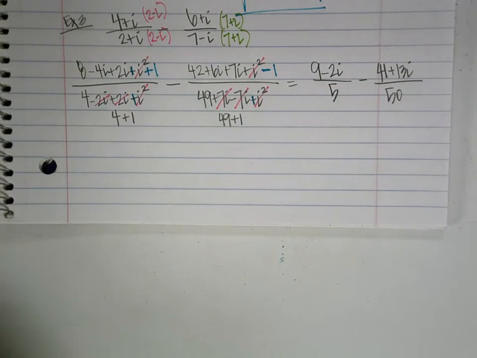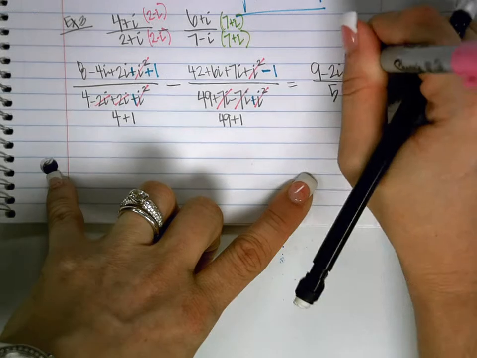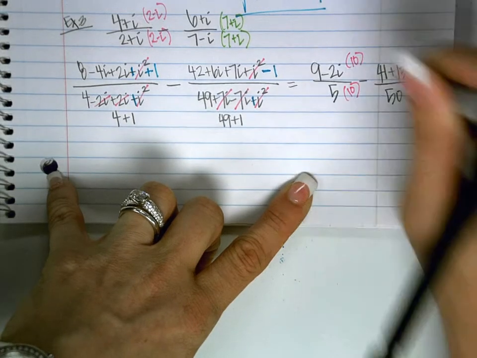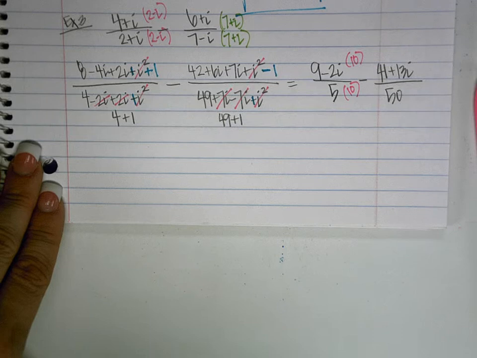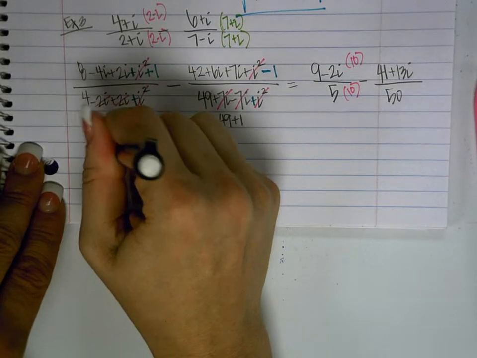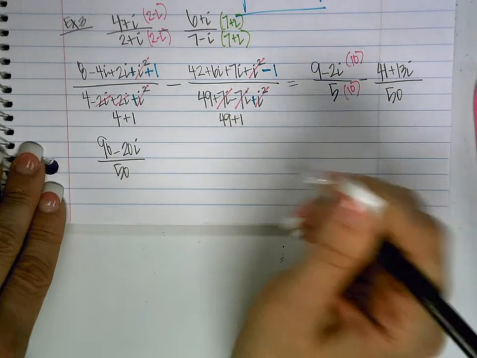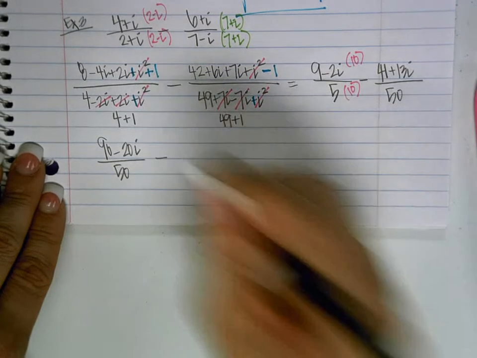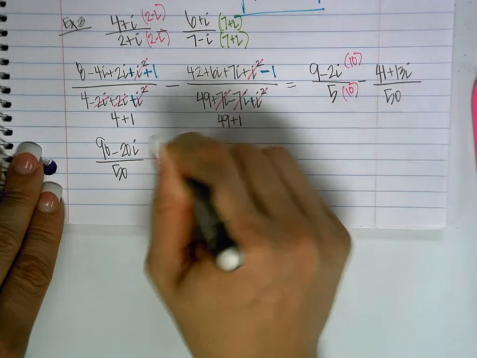Now it's a lot easier to get a common denominator. What will your common denominator be? 50. So all you have to do is multiply the first fraction by 10 over 10. You do not need to multiply the second fraction. Okay? So really we have 90 minus 20i over 50 minus (41 plus 13i) over 50.